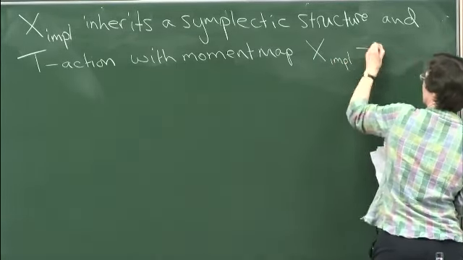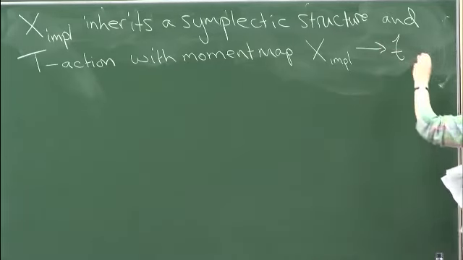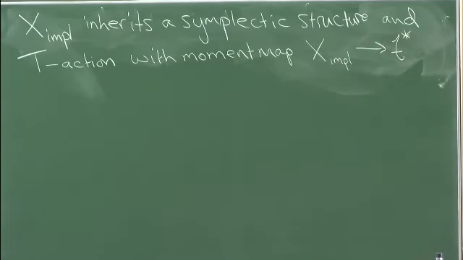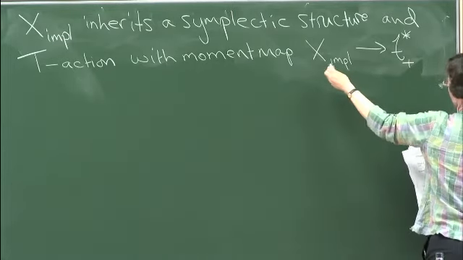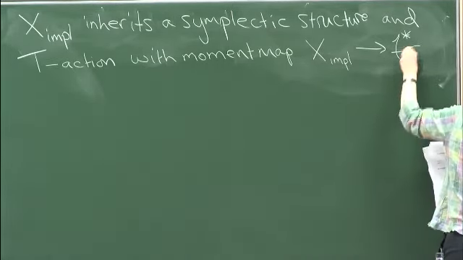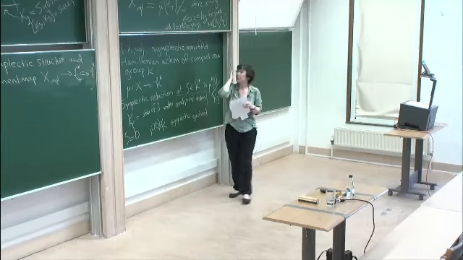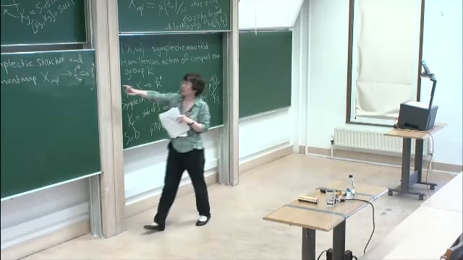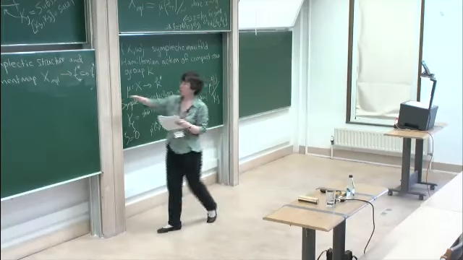so it preserves this symplectic structure and has a moment map. The moment map going from the implosion to the dual of the Lie algebra is just the composition of the natural map that you'll get from here to here, composed with the inclusion of the positive Weyl chamber. So it's easy to see that the moment map going from the inverse image of the positive Weyl chamber to here behaves nicely with respect to this equivalence relation, so we get an induced moment map like this.